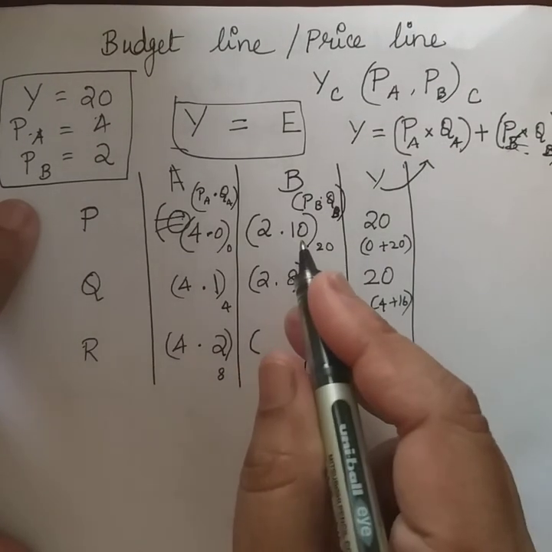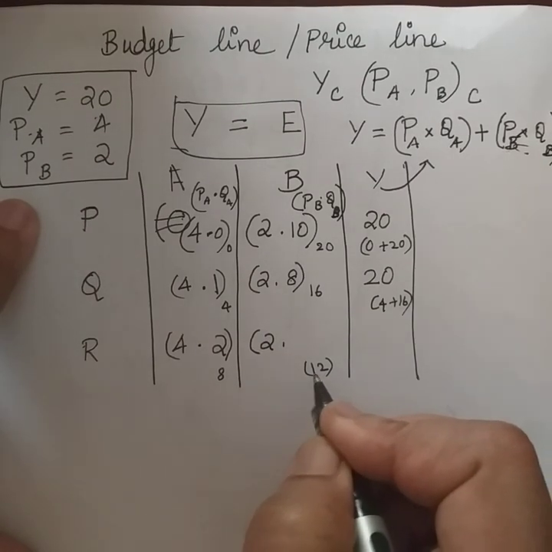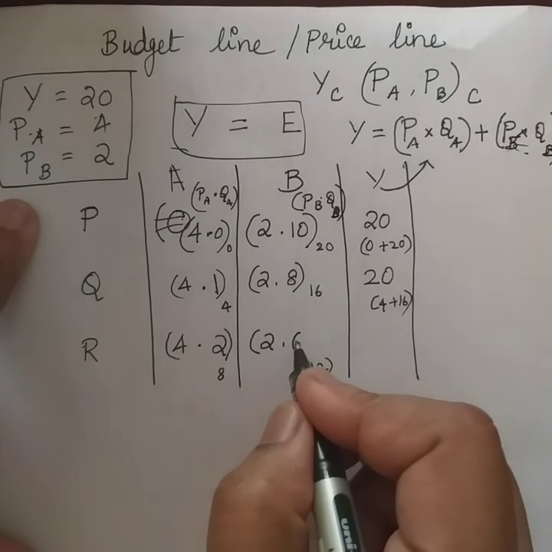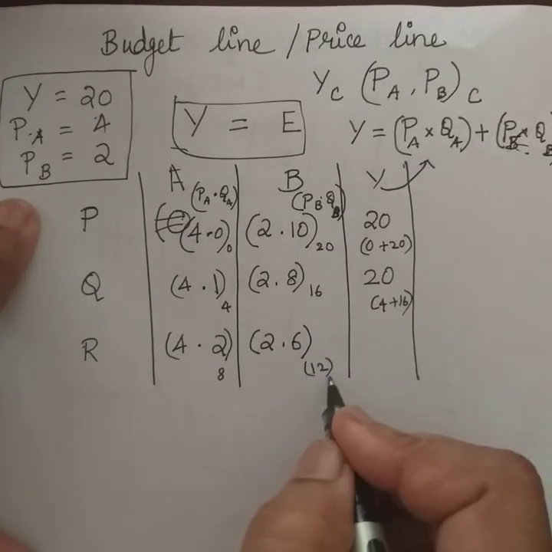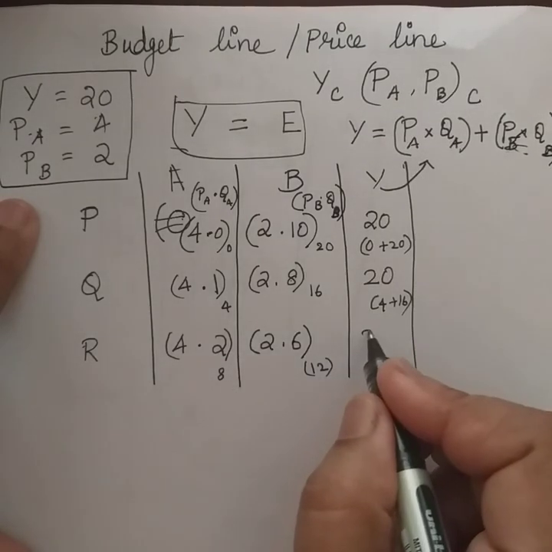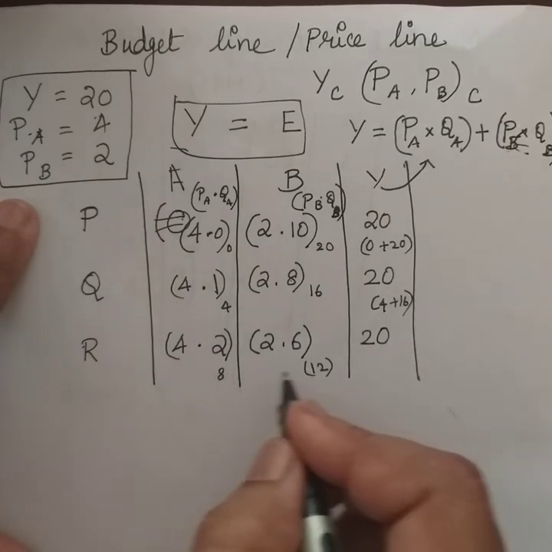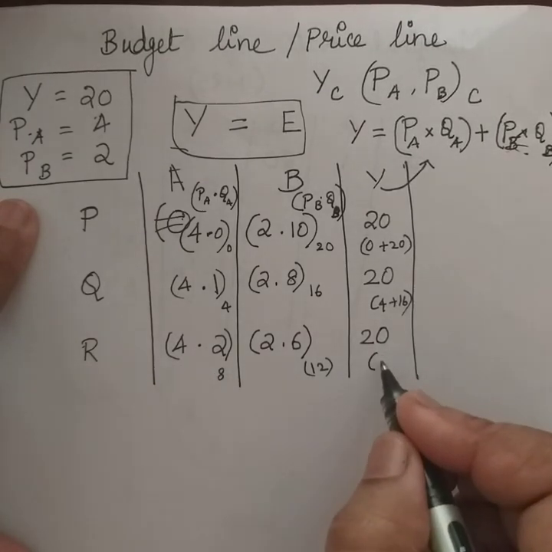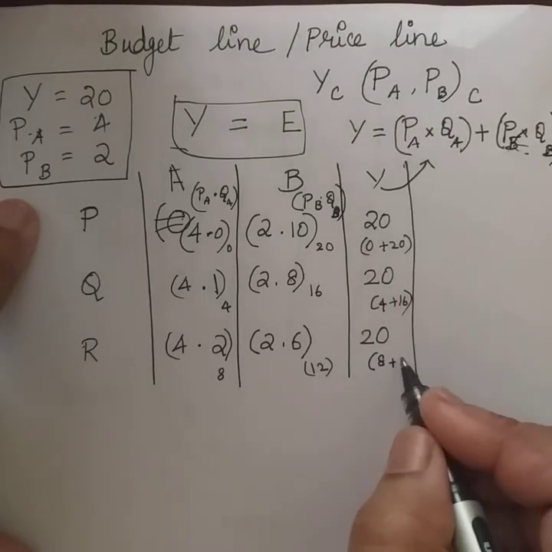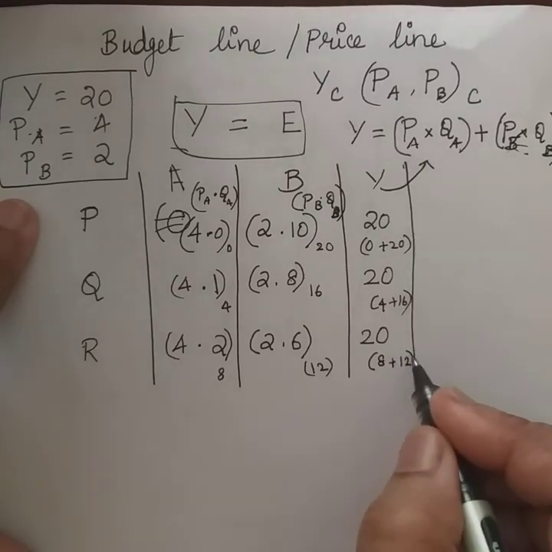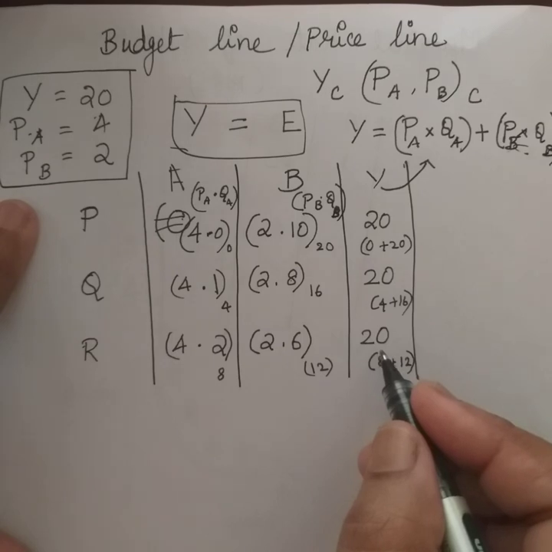So the price of B remains the same, which is 2. So 12 rupees is left, so 6 units can be purchased. 2 into 6, that is 12. And 12 plus 8 would be 20, which is the total income available, and that is the total expenditure. So the total expenditure on commodity A, which is 8, plus the total expenditure on the other commodity B, that is 12, is the entire expenditure being equal to the income.